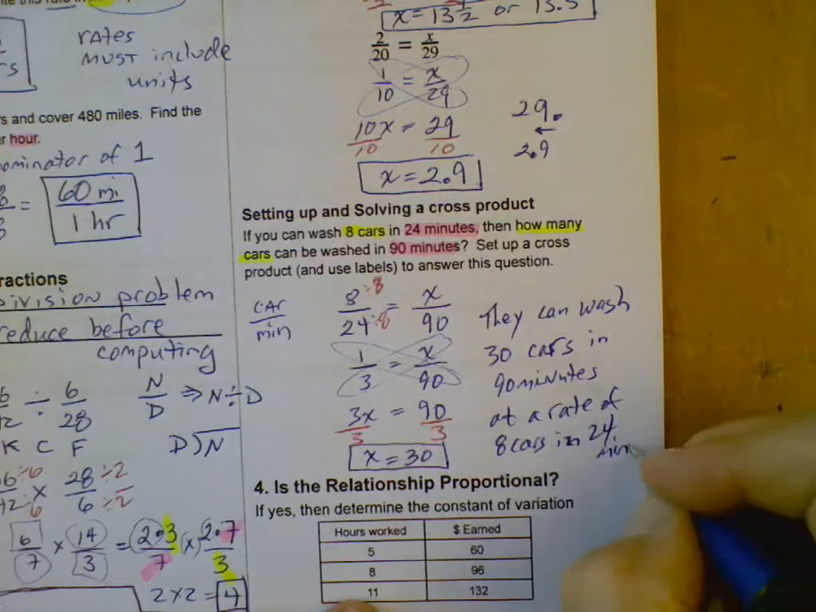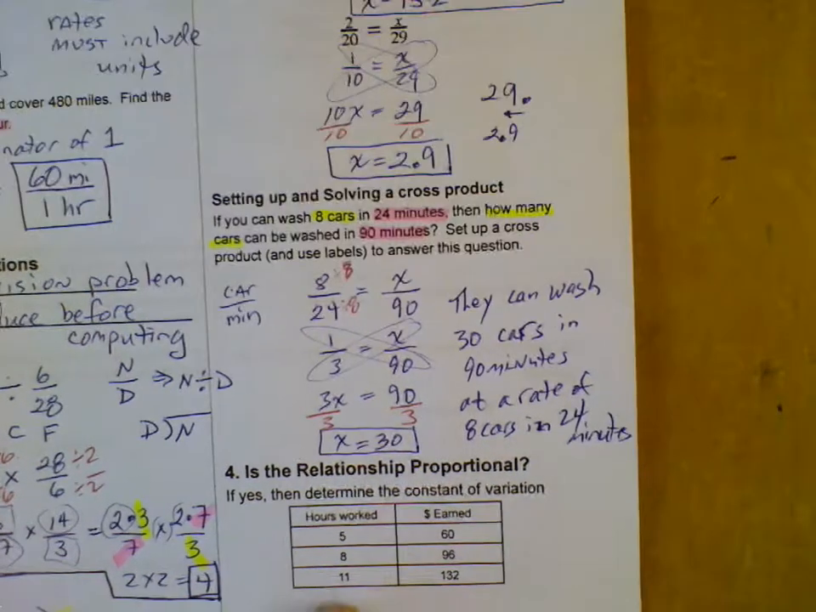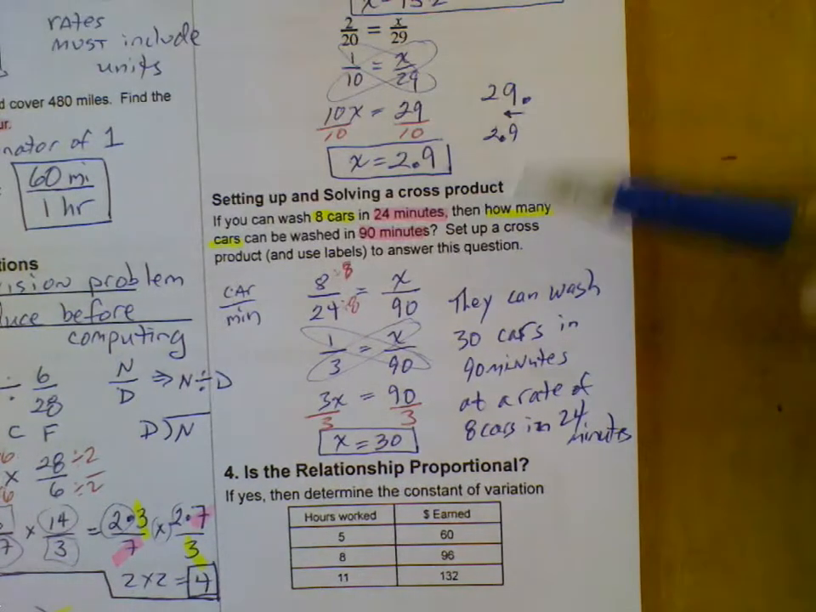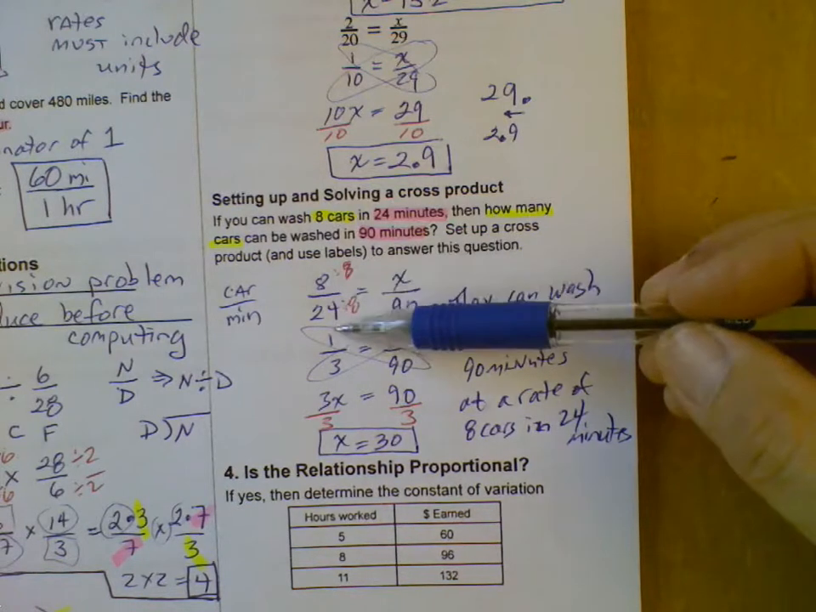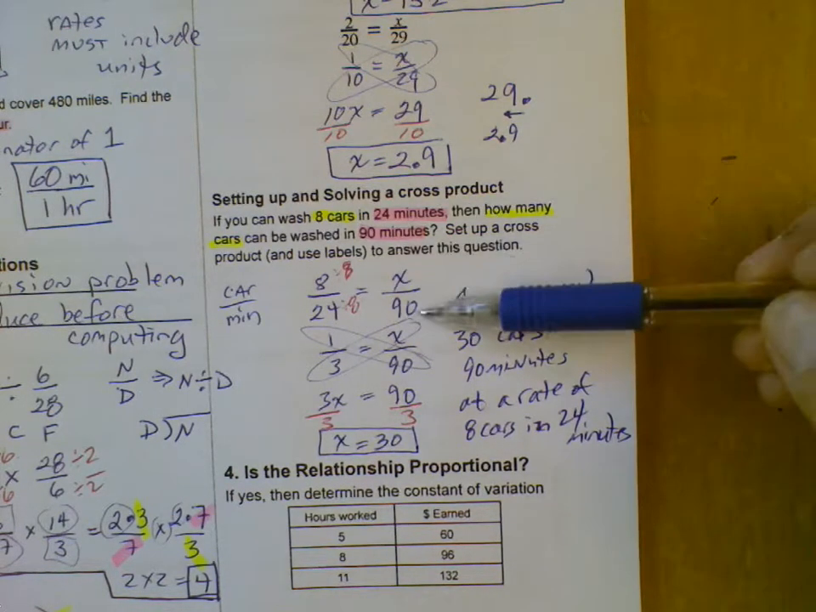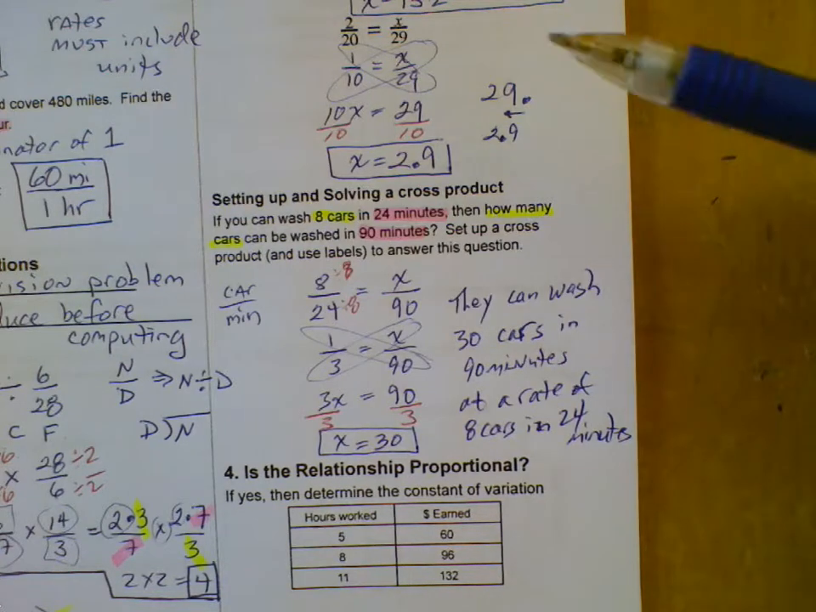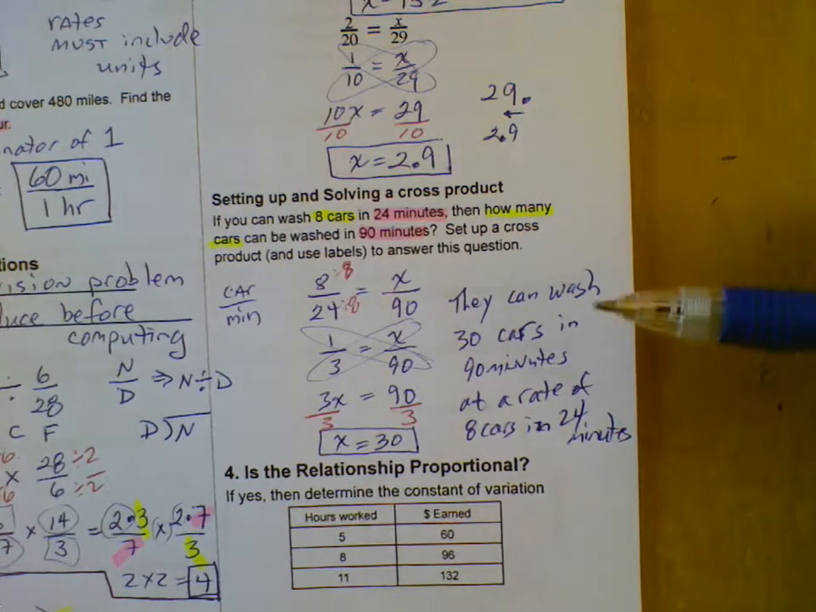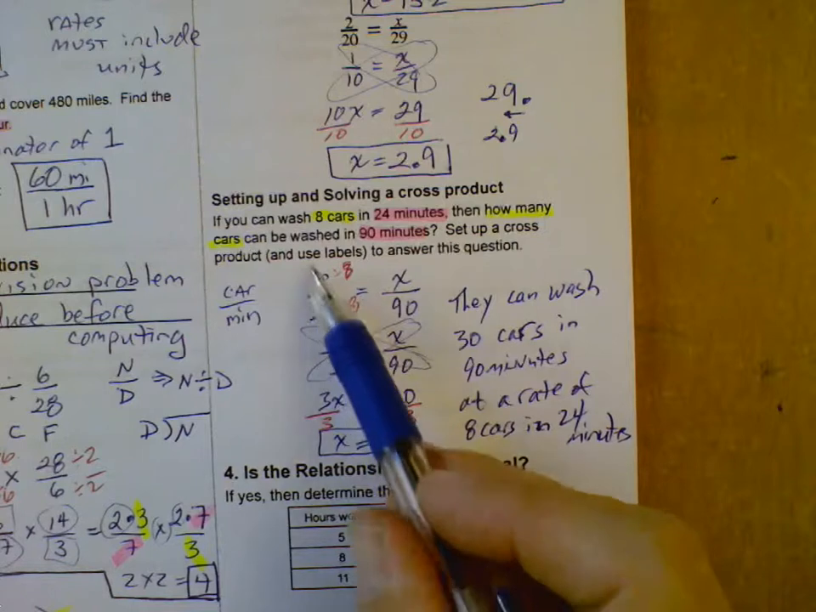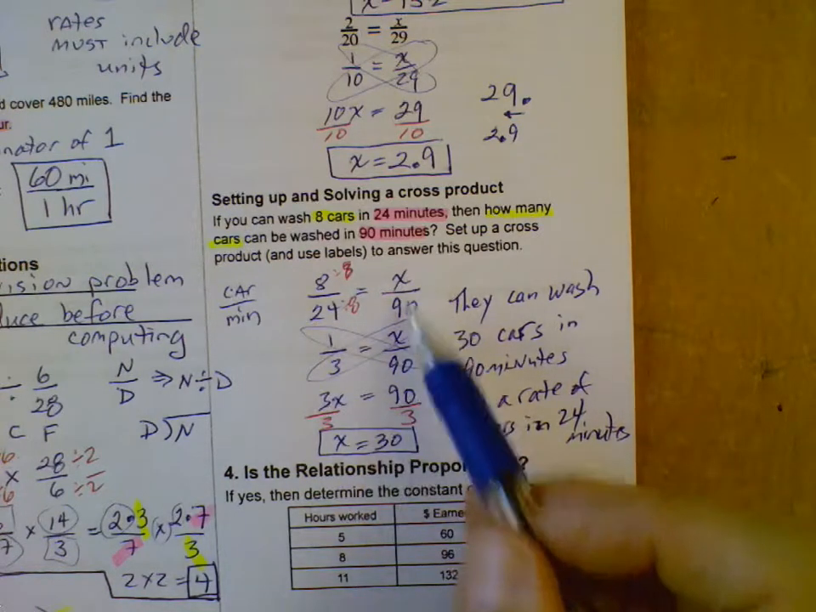Notice this language here. It's very much our proportional reasoning. We're using one relationship, 8 over 24, to answer a question about another relationship. That's a definition we've used in class over and over and over again. Proportional thinking uses one relationship to answer a question about another relationship.